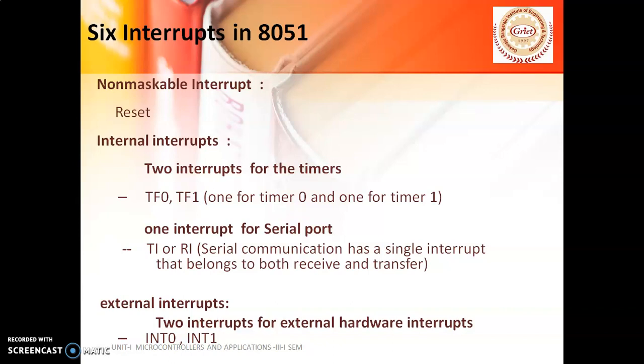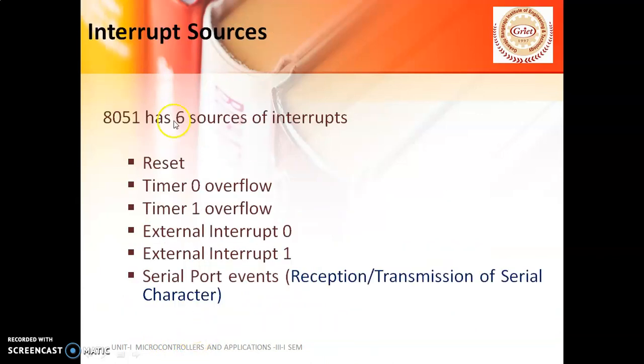And we have external interrupts. In the external interrupts, there are two external hardware interrupts: external hardware interrupt 0 and external hardware interrupt 1. So in total we have 6 interrupts in the 8051: reset, timer 0 overflow interrupt, timer 1 overflow interrupt, external hardware interrupt 0, external hardware interrupt 1, and the interrupt for RI and TI. These two are related to serial communication.